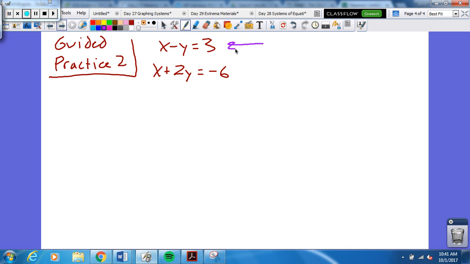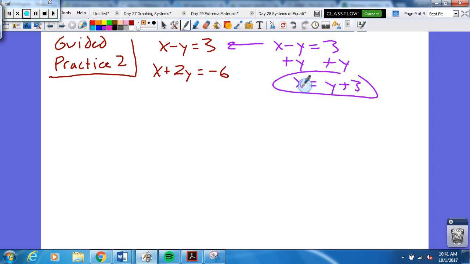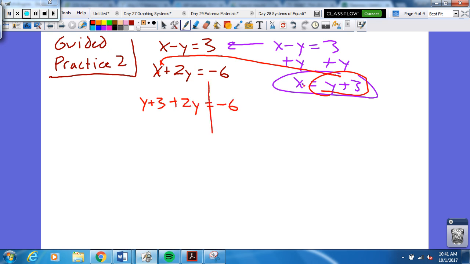Let's see if you got it. I'm going to take this one right here, and I'm going to add y to both sides, because then I can get x equals, and I love x equals, because then I can just substitute it right in. So this right here, x, I'm going to put all of this in there for x. I'm going to substitute. So rather than x, I'm going to put y plus 3, plus 2y equals negative 6. Just copy it down.